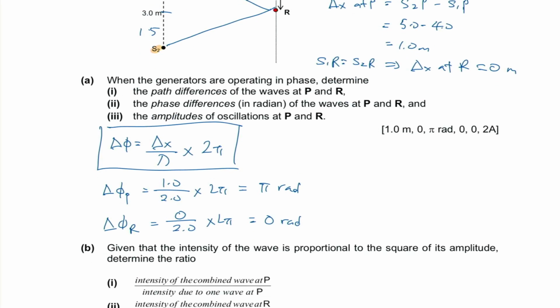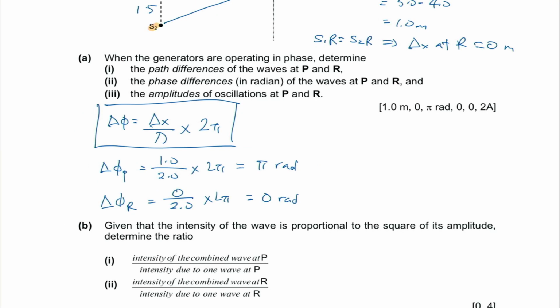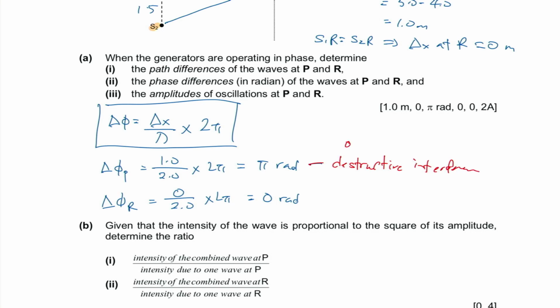Correct. R is 0. Then you need to find amplitudes at P and R. So you can see that right now, for the first one here, because it's pi radians, this is arriving to give you destructive interference. They're arriving out of phase. And then this one is in phase, so this is constructive interference.